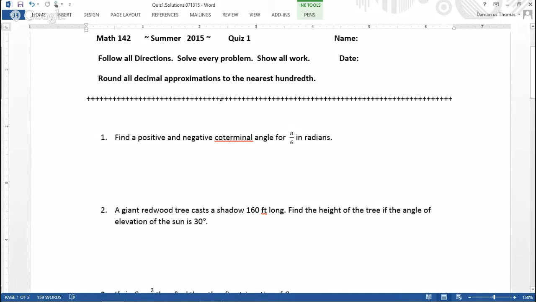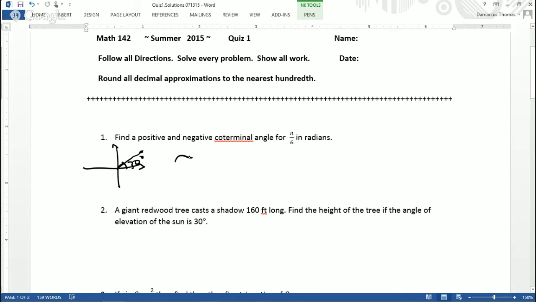Number 1, it says, find a positive and negative coterminal angle for pi over 6 in radians. Okay, so if you wanted to make a quick sketch, you could convert pi over 6 into degrees. Let pi be 180. We'd get 180 over 6 is 30. So we know that pi over 6 terminates approximately right there. This is my xy plane, and this is about 30 degrees. But coterminal means give another angle that will actually end right here.